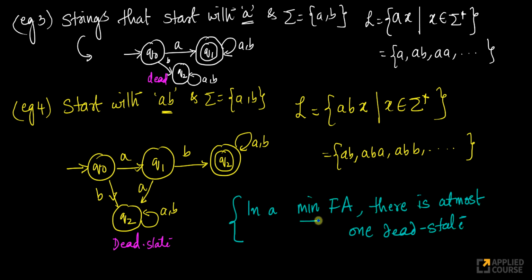So whenever you're constructing a minimum finite automata where you want to have the minimum number of states, there is at most one dead state. Of course, you could have 0 dead states also, right? This is a very interesting property about minimum finite automata and the number of dead states. Okay, so this is example 4.